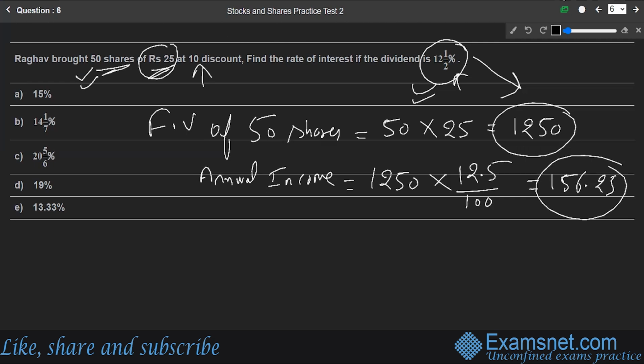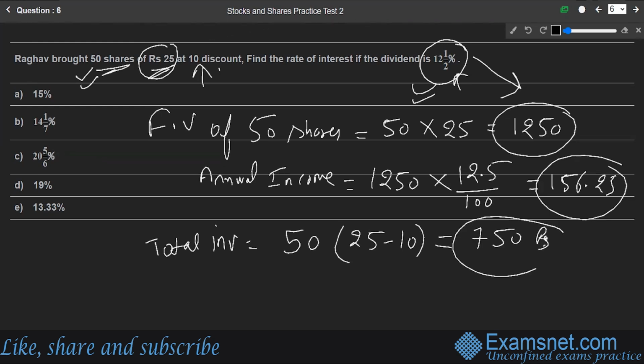Now let us find out the total investment. Why are we doing that? Because the percentage of income over the investment is exactly the rate of interest. So we need to find out the total investment done. So how much is the investment done? He's saying that it is available at 10 discount. So the total investment will be nothing but, how many shares are there? 50, and each share is available at 10 discount. So each share is available at 25 minus 10 rupees. So that is the total actual investment. How much is that total investment? 50 into 15, that is nothing but 750 rupees. So this is the total investment.